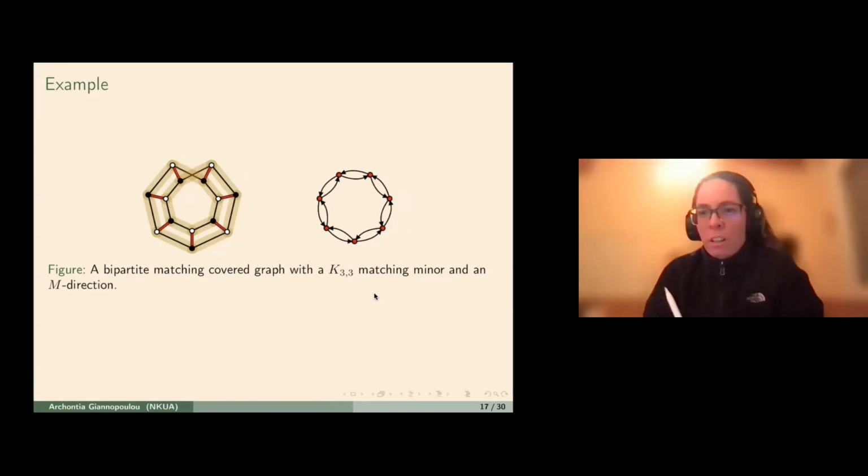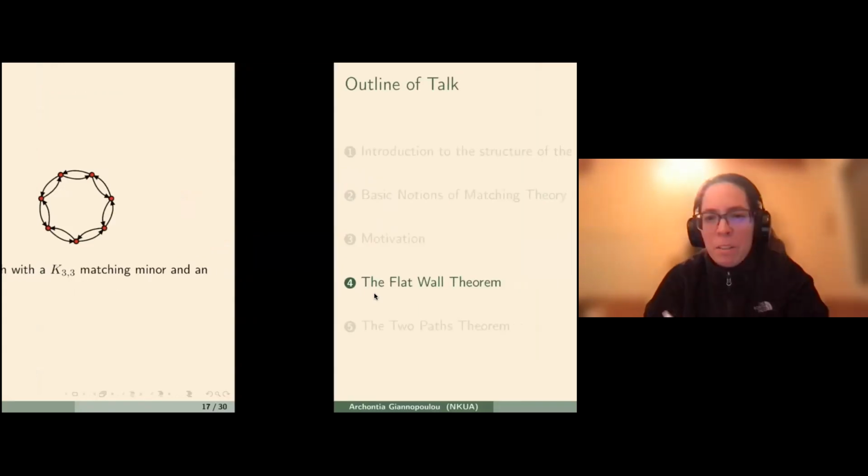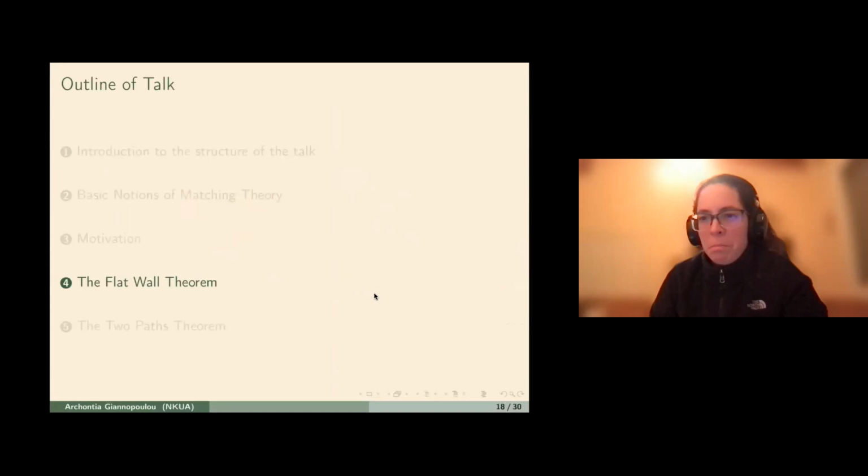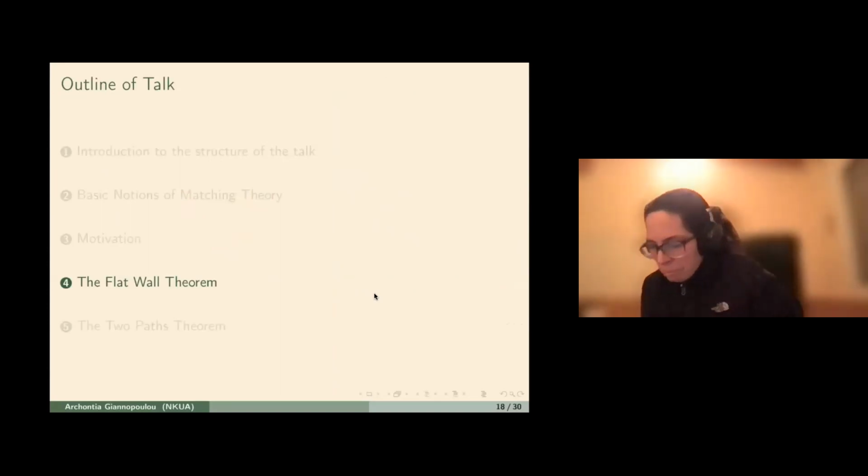So now that we've discussed quite a bit about matching theory, let's start discussing flat walls.